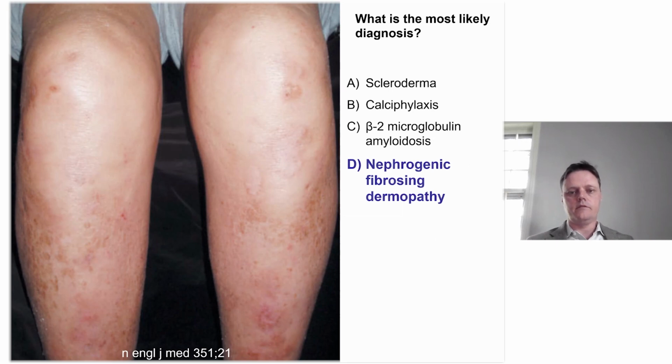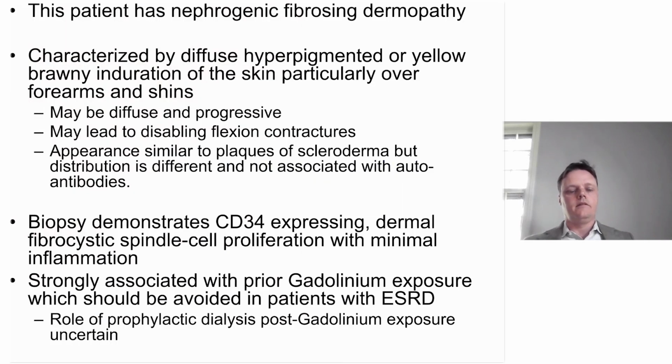The answer here is, unfortunately, nephrogenic fibrosing dermopathy. And thankfully, we don't really see this very much anymore. This is characterized by diffuse hyperpigmentation or yellow brawny induration in the skin, particularly over the forearms and shins. It may be diffuse and progressive and may lead to disabling flexural contractures.